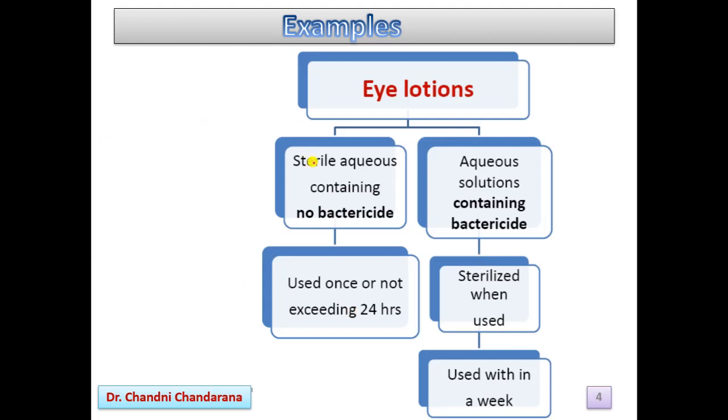Now some examples: which types of lotions are there? First of all it is divided into two types. First is the sterile aqueous solution containing no bactericide, and second is aqueous solutions containing bactericide. When there is no bactericide, it should be used once or not exceeding 24 hours. But when there is a bactericide, we have to sterilize when used and it should be used within a week.